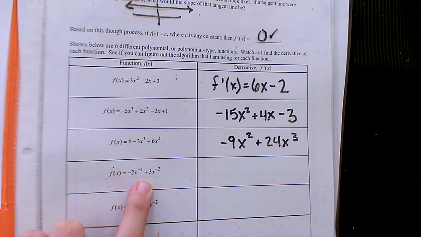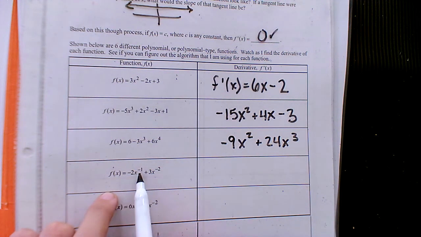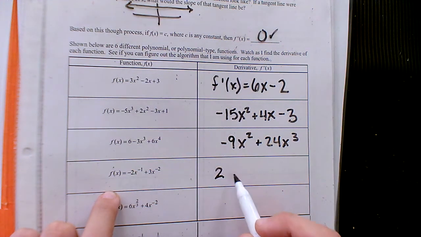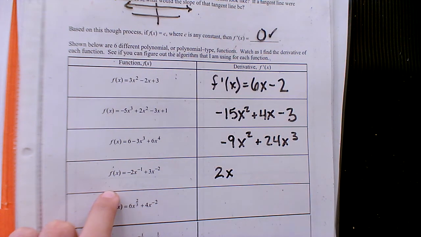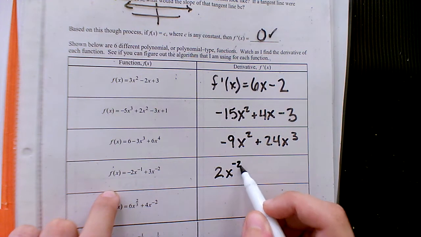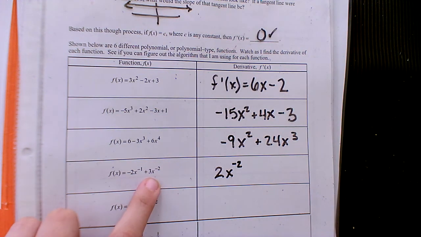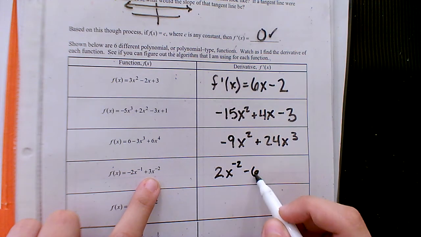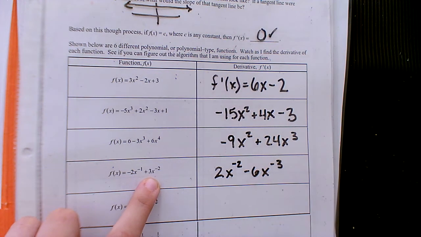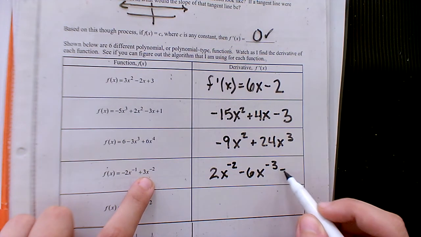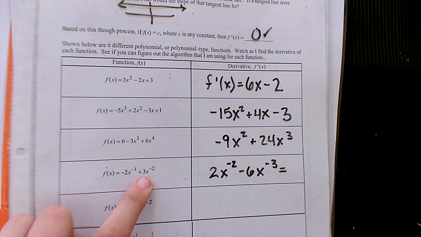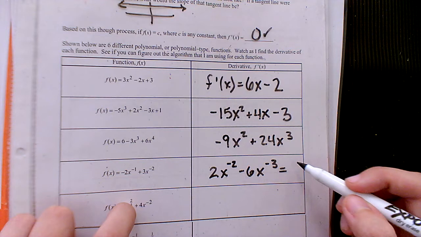Now we're throwing in negative powers, but the pattern still holds true. We take power times coefficient, so that would be positive 2. And if we drop the power by 1, it would now be negative 2. Still works even though the power is negative. So the next one would be negative 6x to the negative third. Can we rewrite that derivative equation so that the powers are not negative? What would it look like?